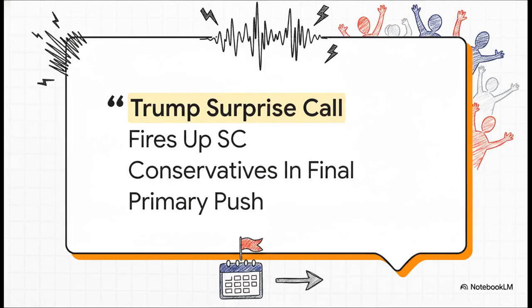Well, here it is. This is the core artifact we're examining. Trump's surprise call fires up SC conservatives in final primary push. Stripped of its surrounding digital environment, we can look at this statement completely neutrally and clinically. And when you do, you realize it's a remarkably dense, highly efficient sentence. It's designed to convey action, emotion, demographic targeting, and urgency, literally all at once. So let's break this down piece by piece.